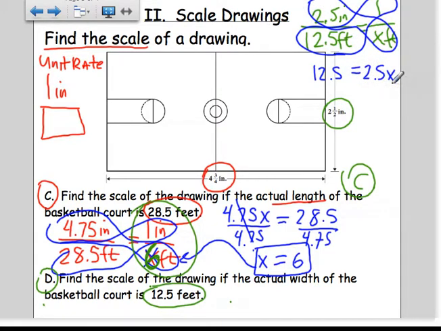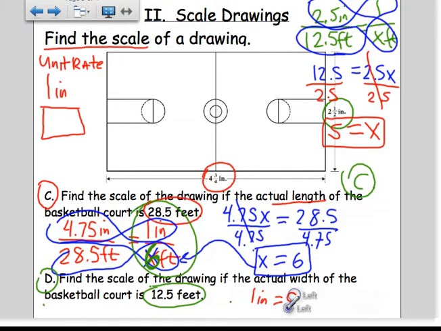And then you divide. Divide by your coefficient of 2.5, divide by your coefficient of 2.5, and x equals 12.5 divided by 2.5, which I believe goes in evenly 5 times. And so for this second one, for D, what that's actually telling you is that 1 inch is equal to 5 feet. And that's the scale you should have had for D.